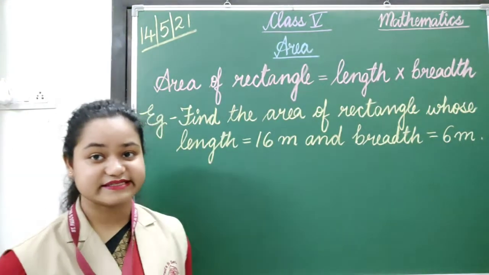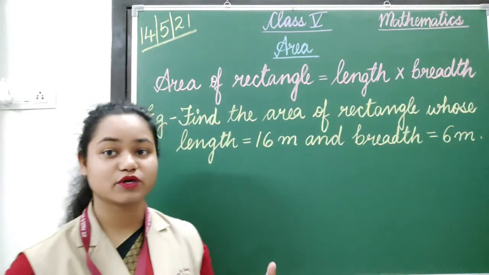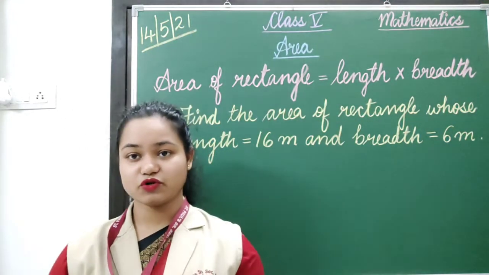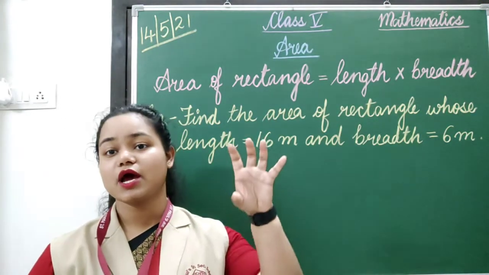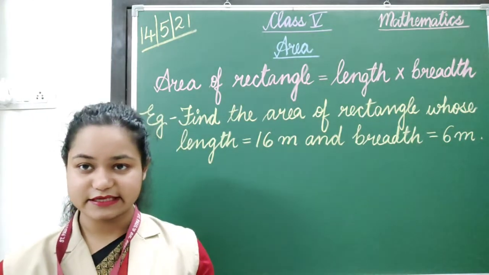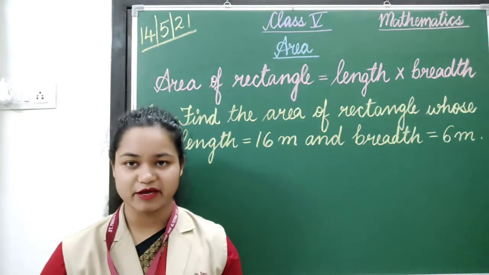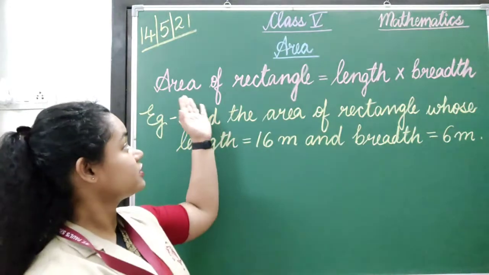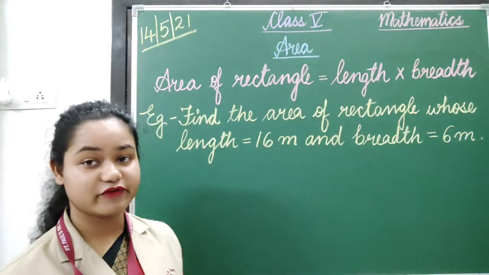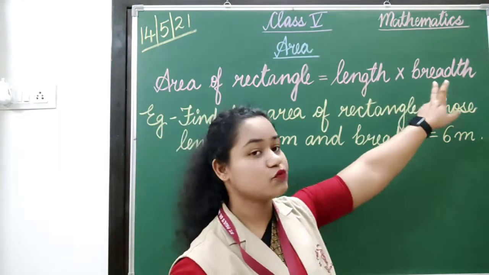Alright, now let's see area of rectangle. Now what is area of rectangle? What is the formula of area of rectangle? Area of rectangle, as I told you, in a rectangle, under the boundary, whatever portion is enclosed is the area, isn't it? So same goes for all the closed figures. Now here we are going to study about the area of rectangle. So what is the area of rectangle? Area of rectangle is equals to length into breadth.